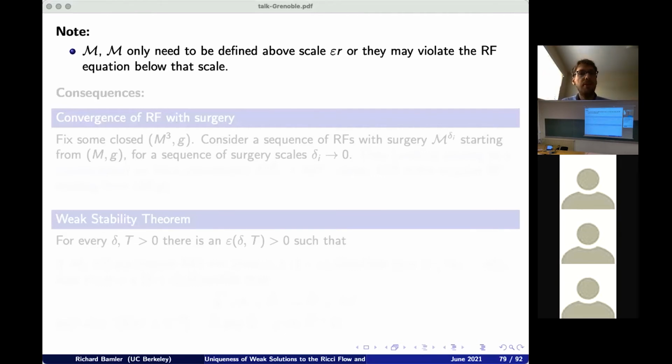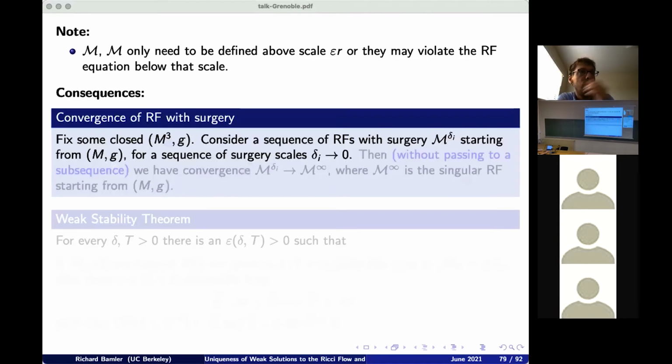And so here are some consequences of this. Let me run through these consequences, which I think are kind of interesting, and they will lead us to the continuity result later. First of all, a property of this form is going to be important if you look at Ricci flows with surgery. Ricci flow with surgery is not a singular Ricci flow. It's only defined above scale epsilon r. So this is where this comes in handy. The strong stability theorem, in other words, allows us to compare the corresponding Ricci flow spacetimes arising from Ricci flows with surgery.